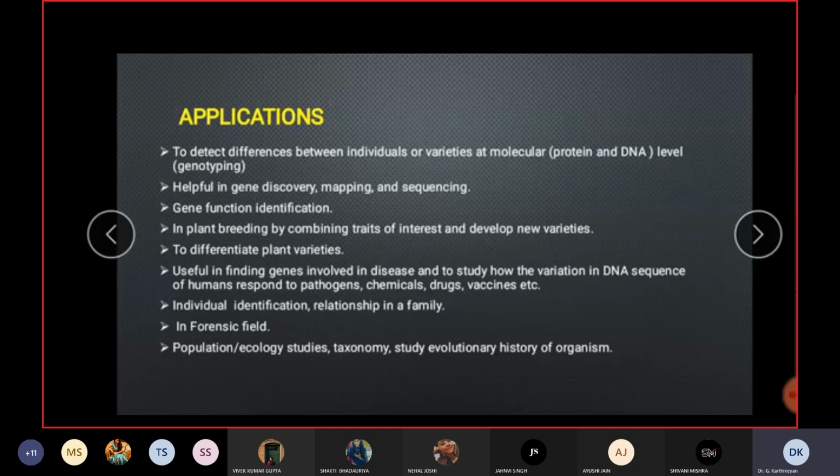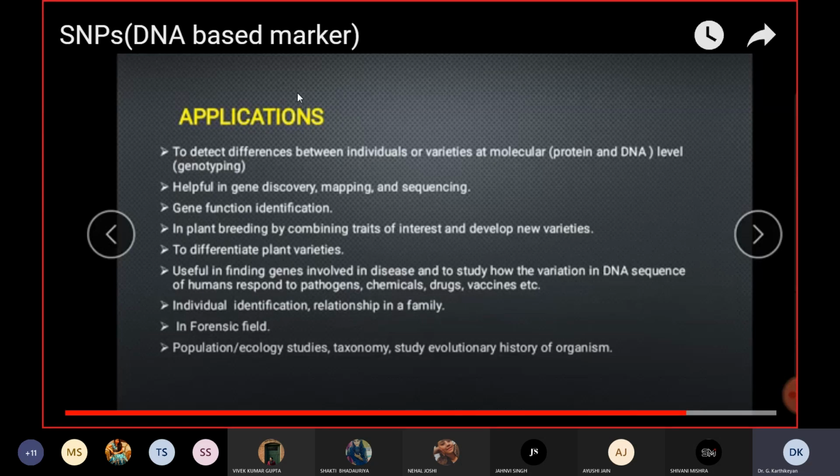Individual identification and relationship in a family. In the forensic field, for example in DNA fingerprinting. And lastly, population or ecological studies, taxonomy, study of evolutionary history of organisms, etc.